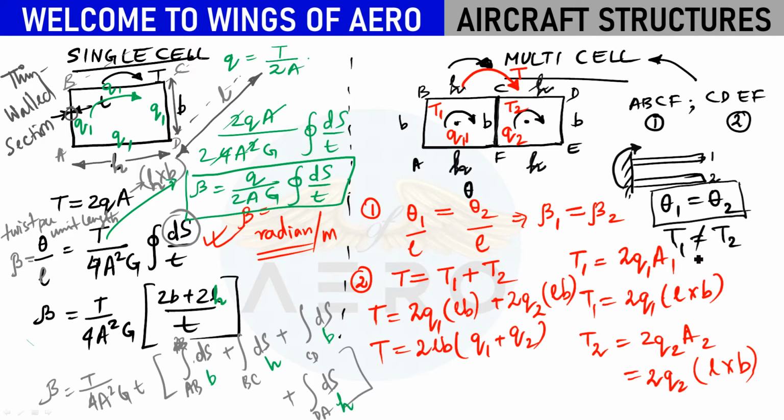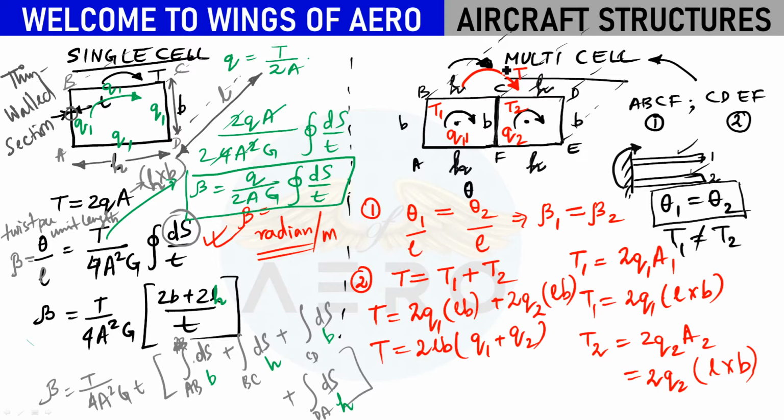But the amount of torsional moment acting on both shafts is going to be different. They are not going to be equal, that is T1 is not equal to T2. Now keeping that in mind, considering this multi-cell, here also consider a length along this, and this is one cantilever beam. The length of both the cells is the same.